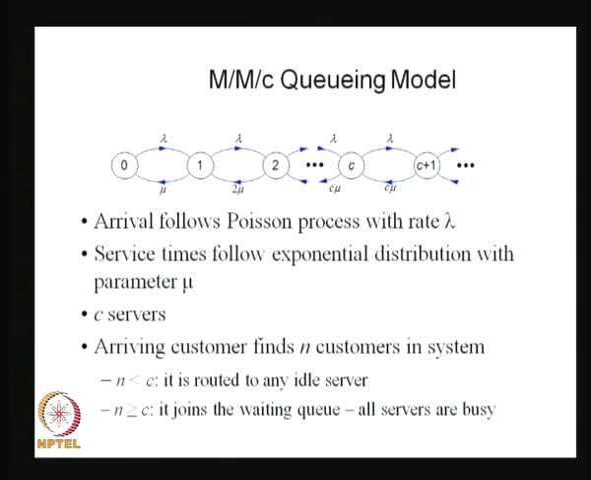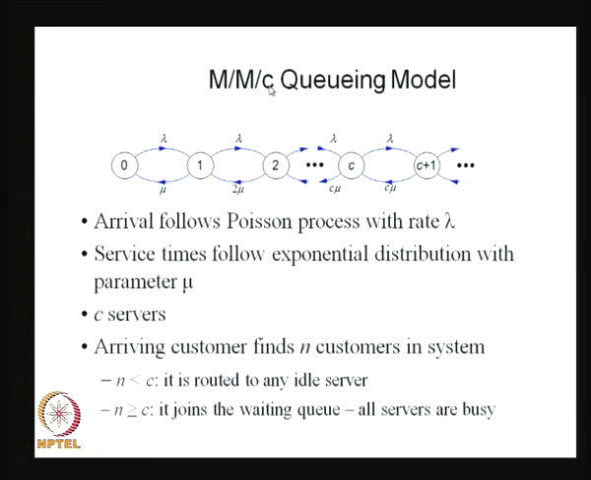The first model is the multi-server infinite capacity Markovian queuing model. The letter M denotes the inter-arrival time is exponentially distributed with parameter lambda. The service time by each server is exponentially distributed with the parameter mu, and we have more than one server.